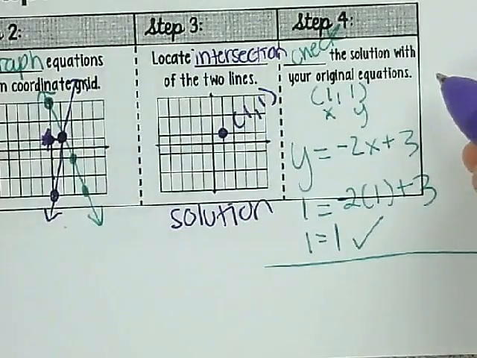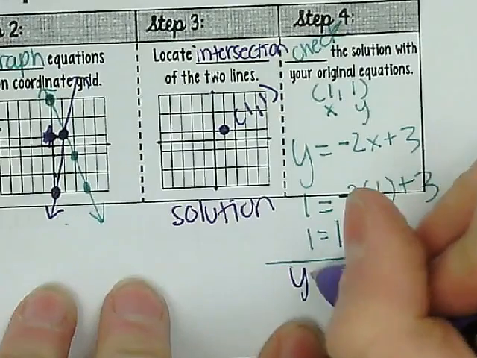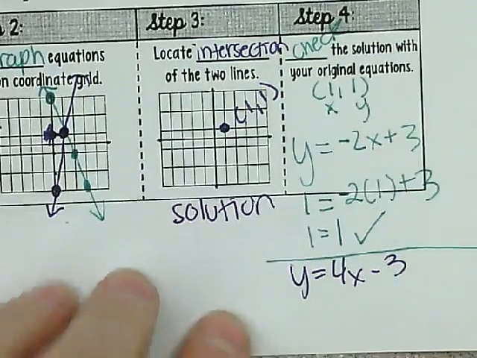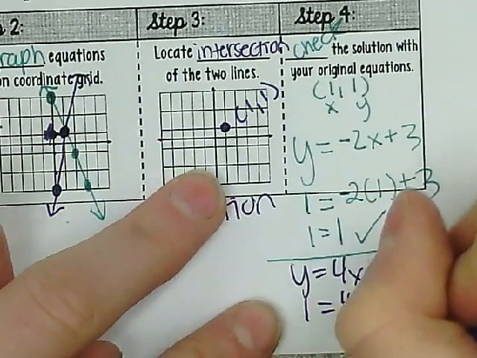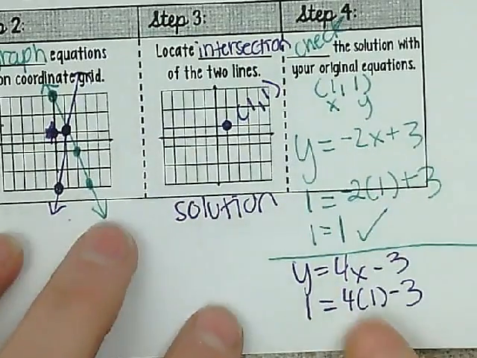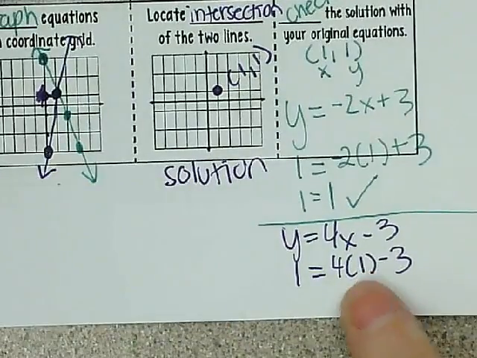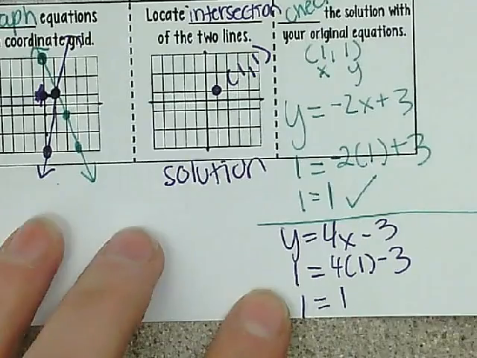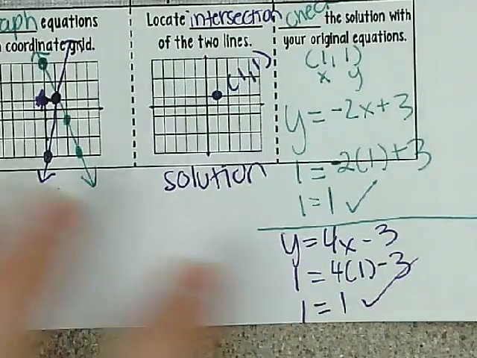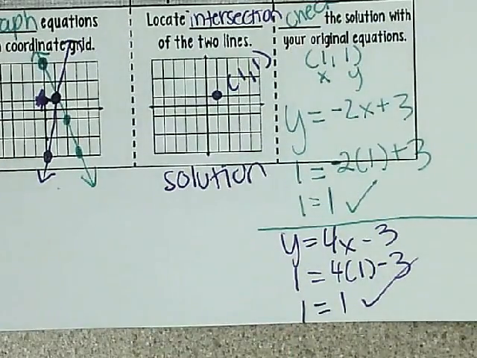Okay, the next one, y equals 4x minus 3. So I'm going to plug in 1 for x and 1 for y. 4 times 1 is 4. 4 minus 3 is 1. So does 1 equal 1? Yeah. So since we get a true solution for both of them, that means this is my real solution to the system. All right?